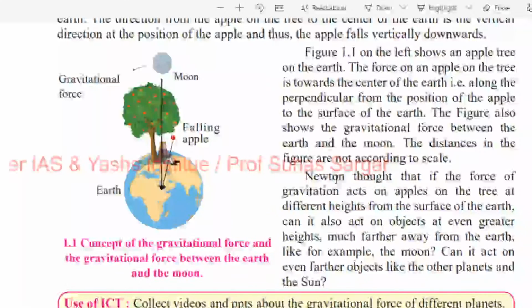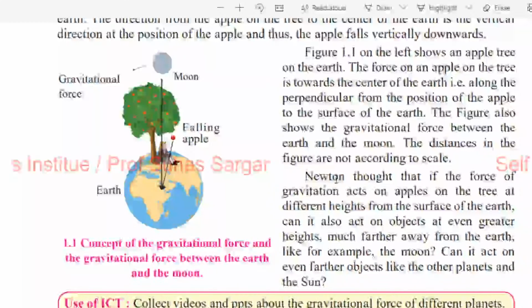In figure 1.1, the left shows an apple tree on the earth. The force on an apple on the tree is toward the center of the earth, that is, along the perpendicular from the position of the apple to the surface of the earth. The figure also shows the gravitational force between the earth and the moon. The distances in the figure are not according to scale.